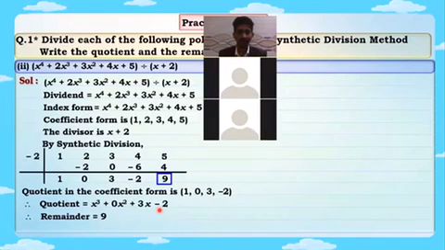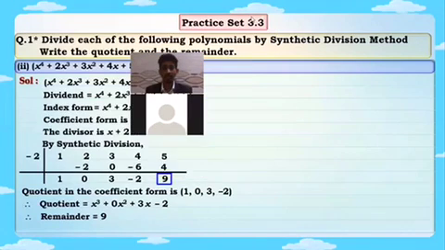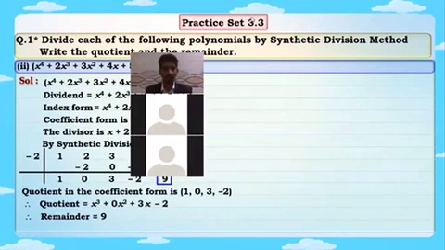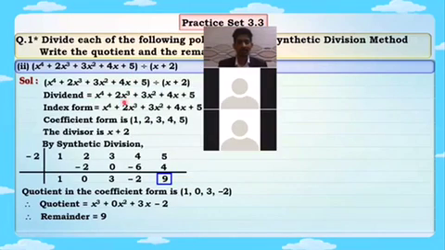So this is the final answer. That's it. A very simple and very interesting question which comes in the exam for 4 marks. I hope it is quite clear to each and everyone. I'm going to take one last question and I will give you time for writing this question ka answer. Okay. So let's see the last question of the same type on the basis of simple division method.